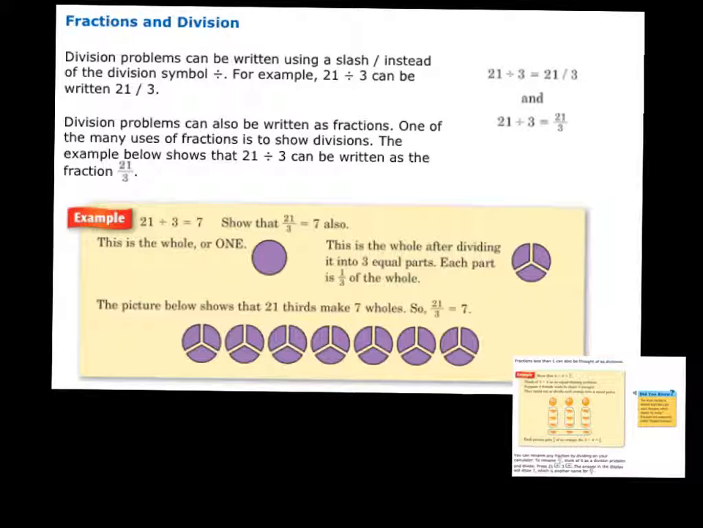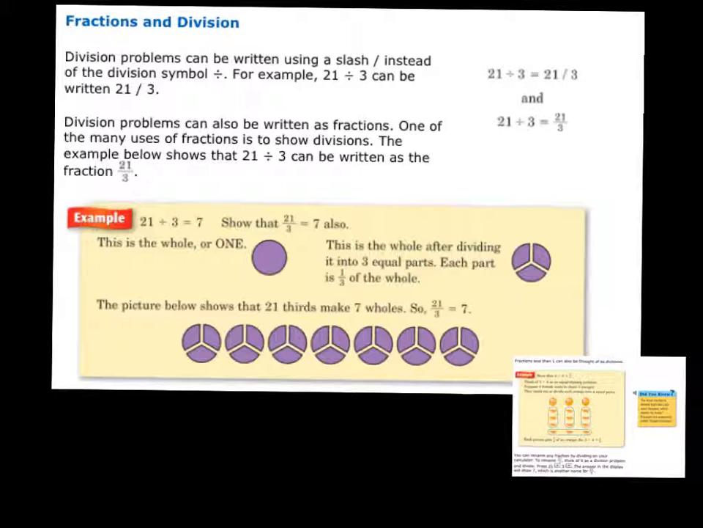So the example shows that 21 divided by 3 equals 7, and also written as a fraction, 21/3 equals 7. It shows that our circle is our whole, or 1, and then it shows over here that this is the whole after dividing it into 3 equal parts, and so each part is 1/3 of the whole. Then at the bottom there's a picture that shows the 21/3 that you see all divided up here that makes 7 wholes. Therefore, 21 divided by 3 equals 7.